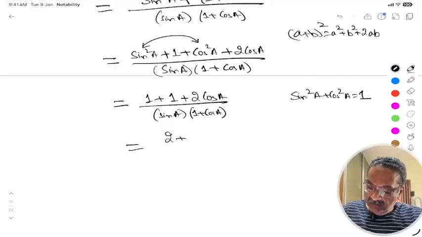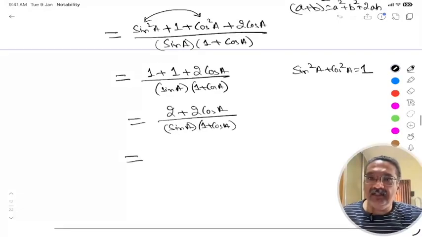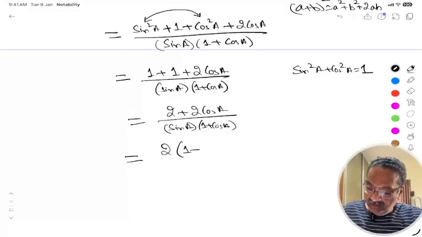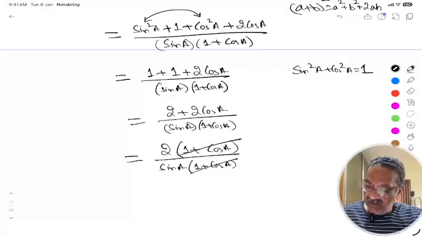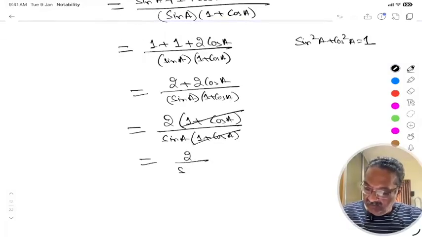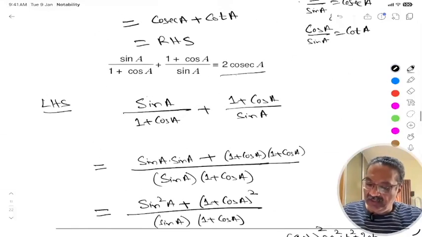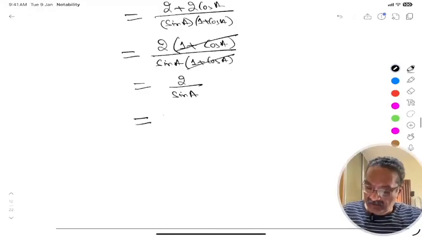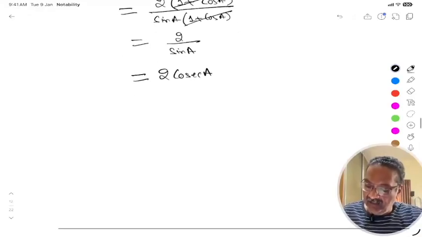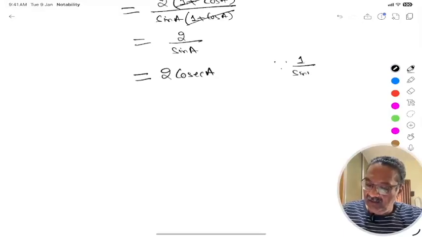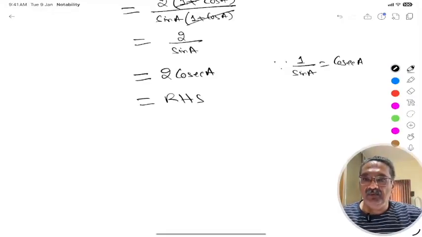So we have got 2 plus 2 cos A divided by denominator as it is sin A into 1 plus cos A. All right. In the numerator, what do we see? We can take 2 as common. So 2 into, so we get 1 plus cos A, right? So 1 plus cos A, 1 plus cos A cancel. We have got 2 by sin A. What we have to prove? RHS is 2 cosecant A. We know that 1 by sin A is cosecant A. So this is equal to 2 cosecant A, because 1 by sin A is equal to cosecant A, which is equal to RHS. Hence proved.